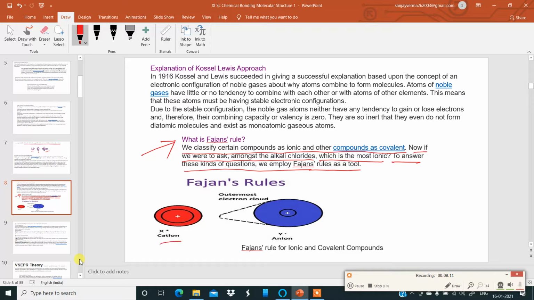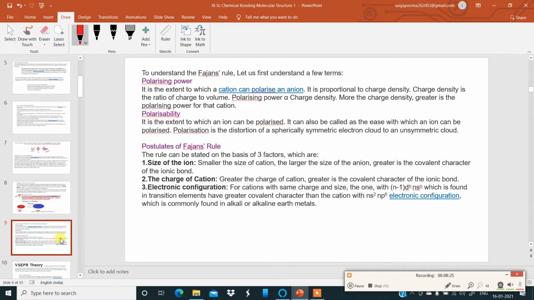So, a cation is there and an anion is there. What happens? From the anion part, the outermost electrons are attracted by the cation. Okay, so now we will discuss Fajans' rule in much more detail. To understand it, let us first understand a few terms.